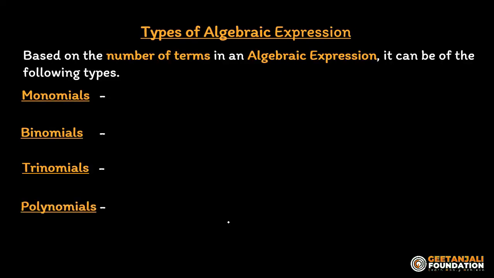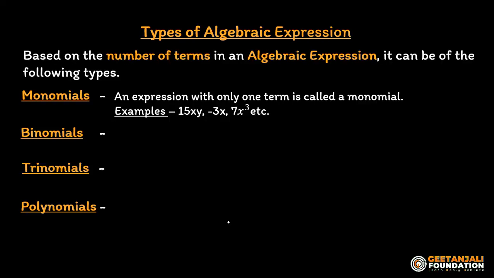So what is a monomial? An expression with only one term is called a monomial. For example, these expressions. It has only one term, this also has only one term, this also has only one term. See, you can see 15 into x into y. This forms one term. There is no plus or minus sign in between. So this is only one term, so this is a monomial.